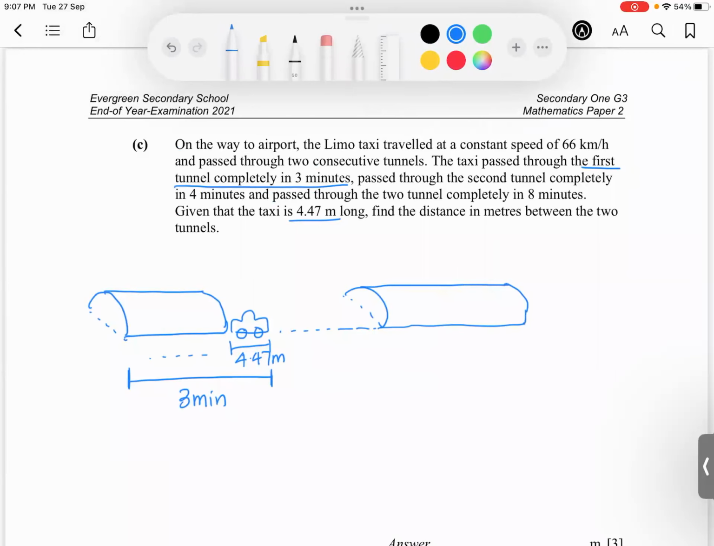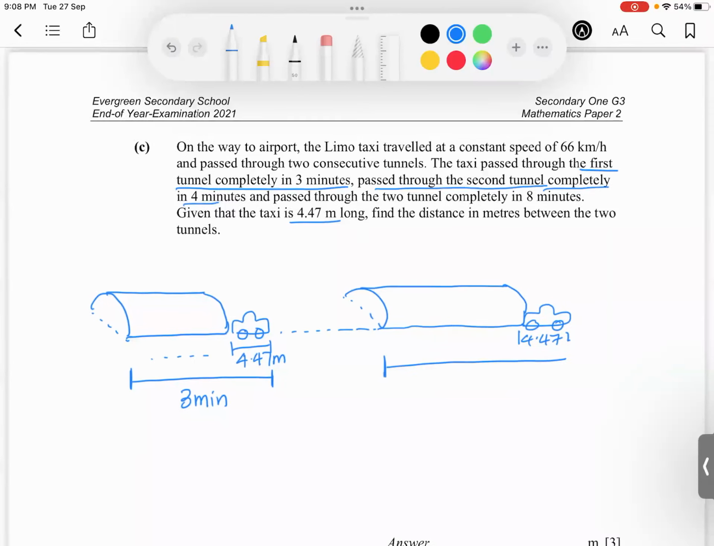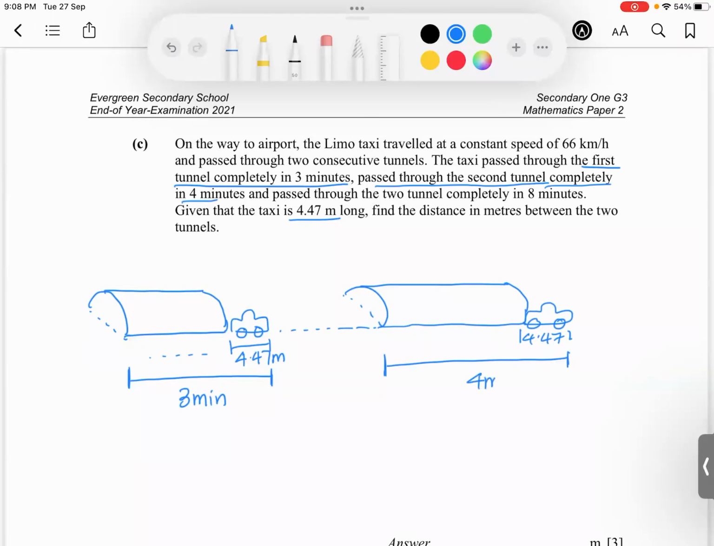I again need to add in the distance for my limo taxi, which is another 4.47, for this portion. So they say it passes through the second tunnel completely in 4 minutes. So it takes 4 minutes to travel this whole distance, right? Then it passed through the 2 tunnels completely in 8 minutes.